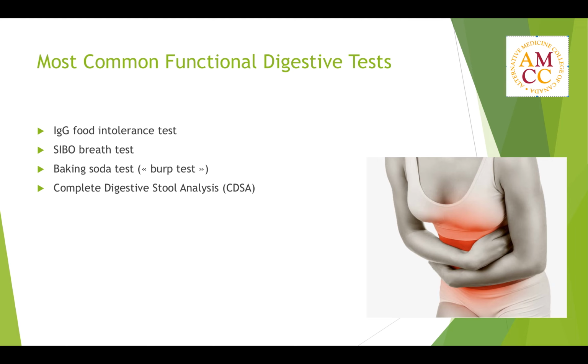We use a lot of functional testing when trying to work on clients' digestion. And so these are four very common tests that we use in the naturopathic practice. Perhaps the most common one is the IgG food intolerance test. The SIBO breath test is a much newer test that we've only really had at our disposal for the last couple of years. The baking soda test, also known as the burp test, is an extremely crude test, but that is obviously very cheap and doesn't require any specialized equipment. And the complete digestive stool analysis we've had for about 10 to 15 years, and it's quite an elaborate test that can be quite costly for the client.